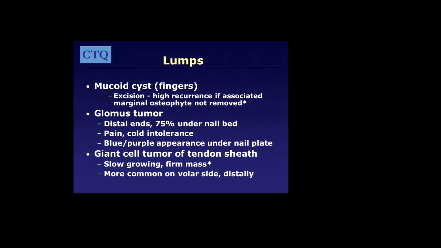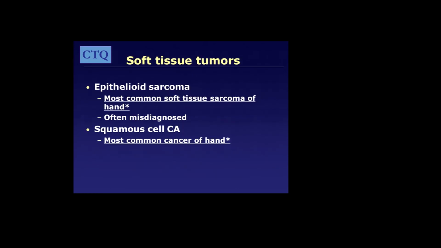Giant cell tumors of the tendon sheath are firm, slow-growing masses, more common distally in the digits and on the volar side. Soft tissue tumors: epithelioid sarcoma is the most common soft tissue sarcoma of the hand. It's frequently misdiagnosed. Squamous cell cancer is the most common malignancy of the hand.